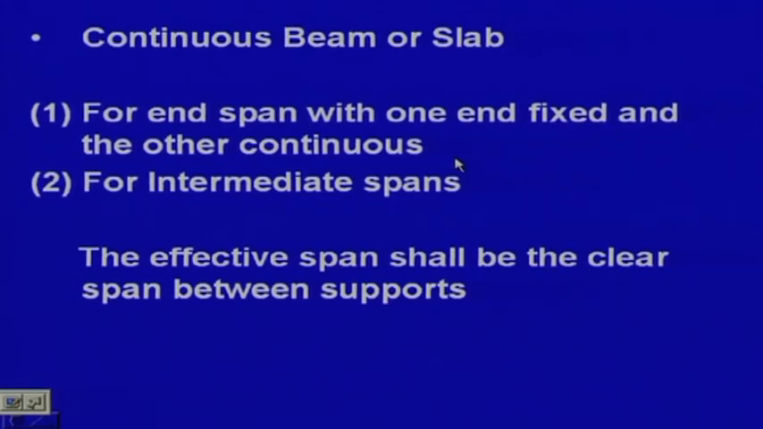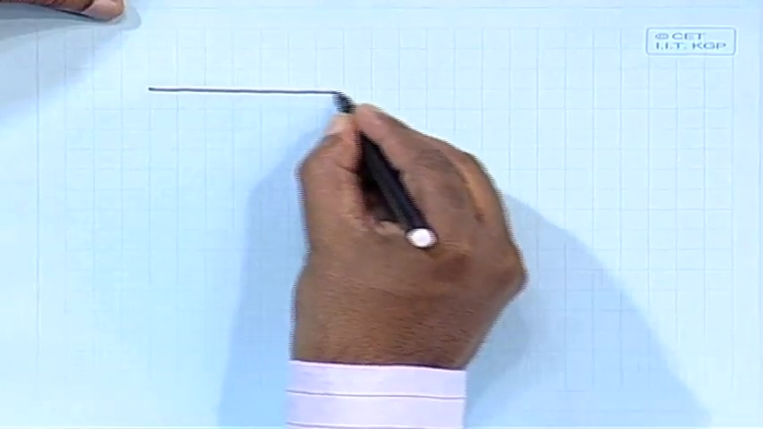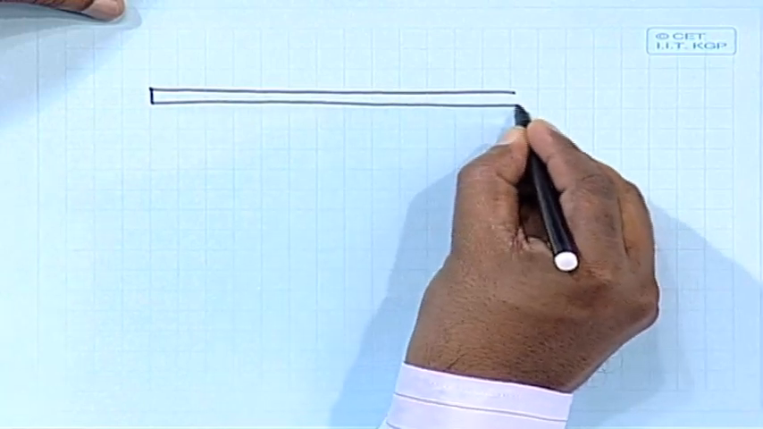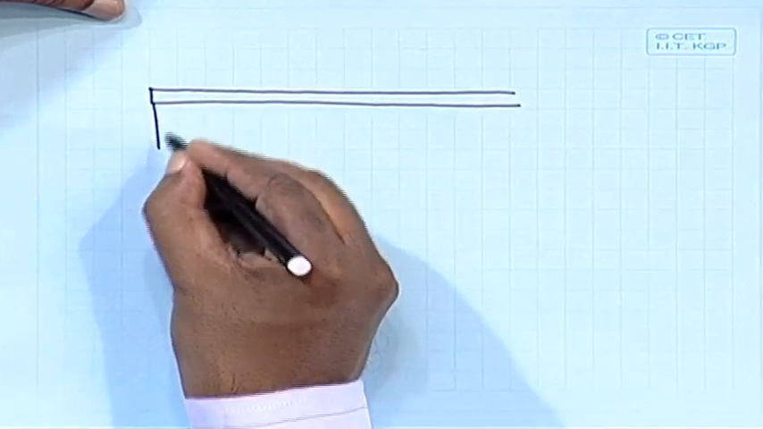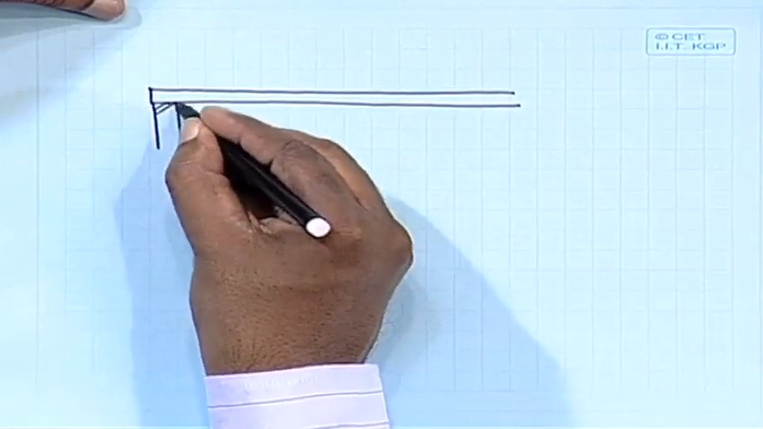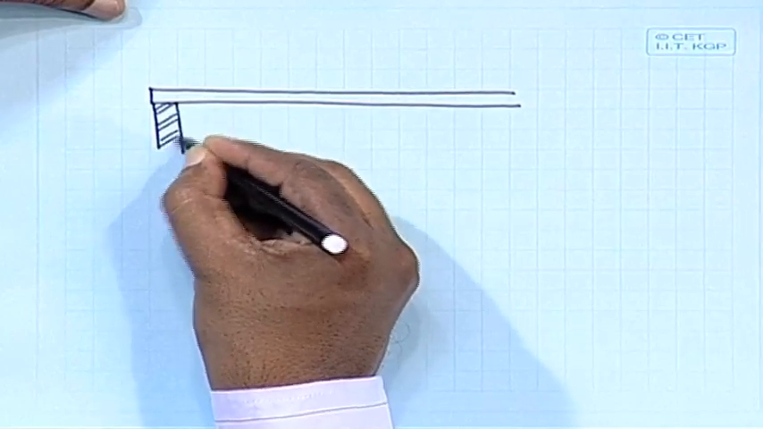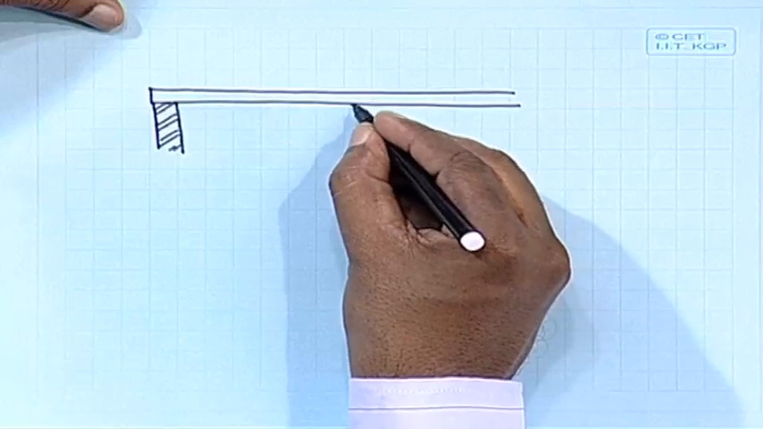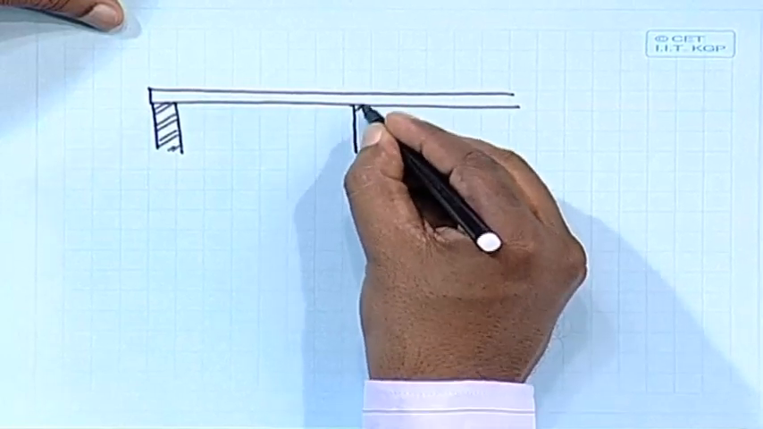We can start in this way. The slab, or beam, whatever we specify, if we take it as, say, simply supported, it can move like this.